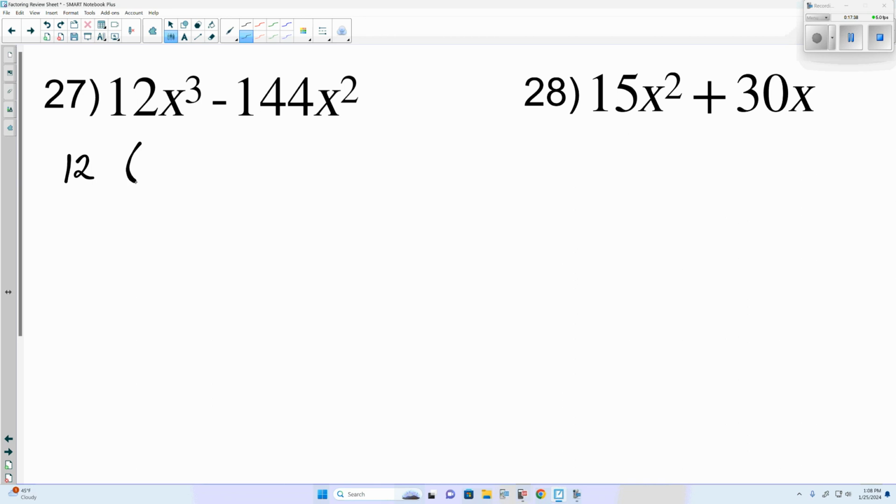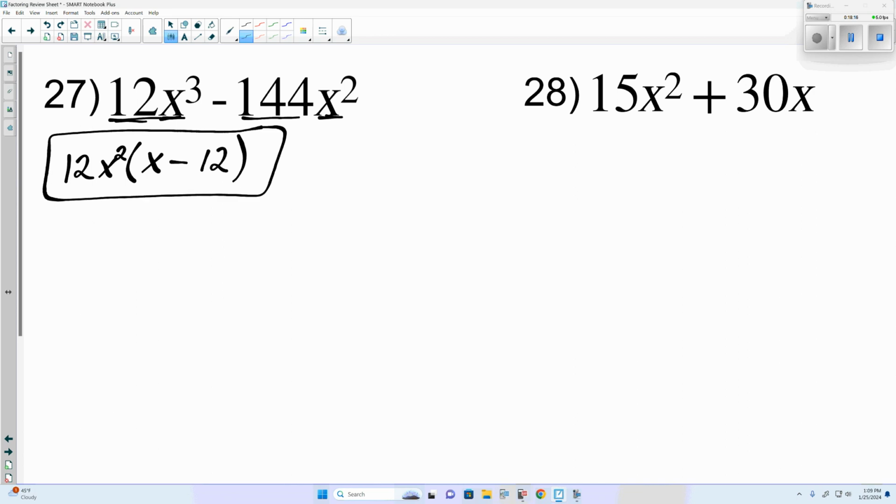Is there any other greatest common factor between these two terms? X squared. Because 12 is the greatest common factor between 12 and 144, and since they both have an x, we can factor out 12x squared. Now for our 12x cubed, when we factor 12x squared out, the 12 factors out completely, and when we factor out x squared from x cubed, we're left with x minus 12. We factor 12 out of 144, we're left with 12, and the x squared factors out completely.